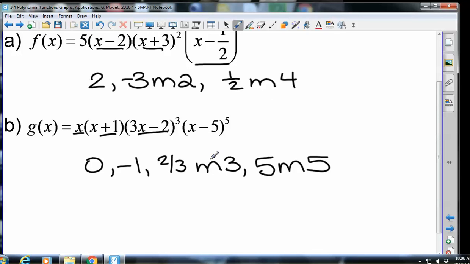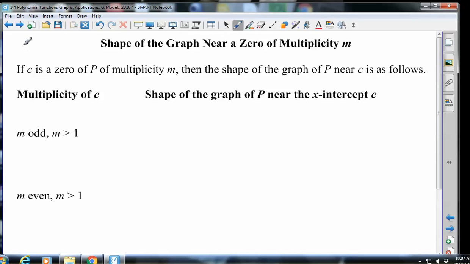These multiplicities are going to become very, very important to us. Tomorrow we're going to start graphing these polynomials. And the multiplicity actually has a lot to do with what happens on the graph. So if you have some 0 with an odd multiplicity, what that means is when we graph it, we're just going to go straight through the point.